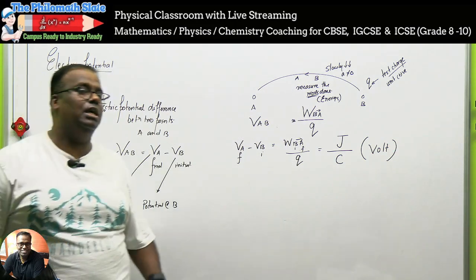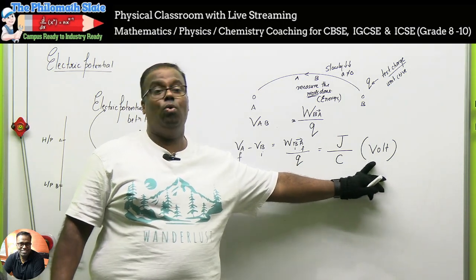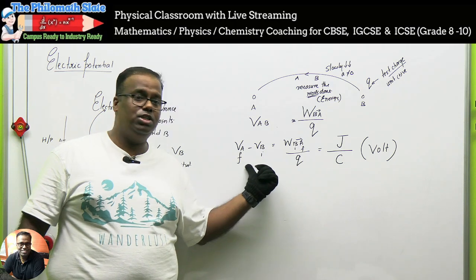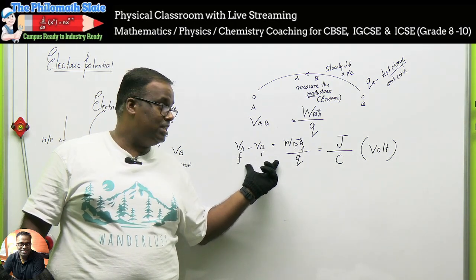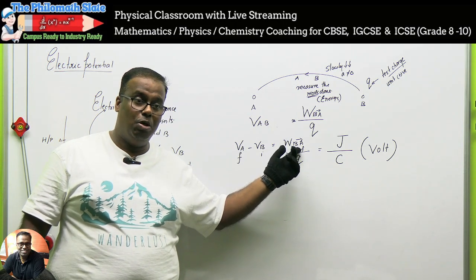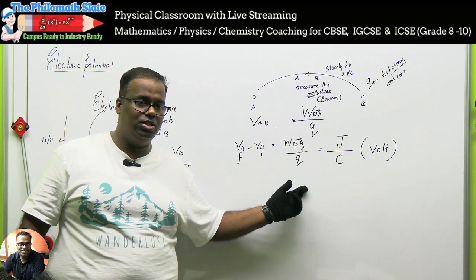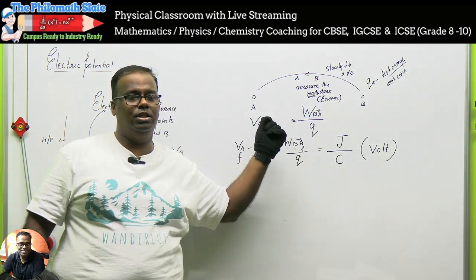After Professor Alexander J. Volta, the volt got its name. So how do we now define electric potential difference? The electric potential difference between 2 points is said to be the work done per unit charge, or per unit test charge, in moving the test charge from one point to the other.